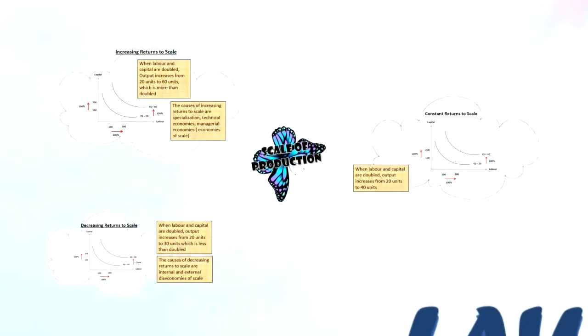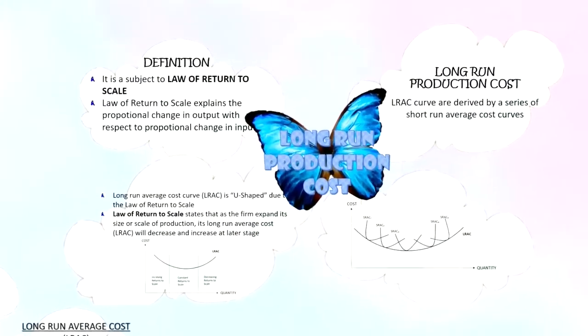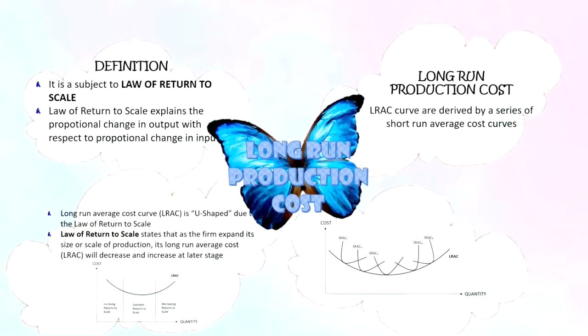So now we move on to another butterfly, which is long run production cost. As we can see on the screen right now, this is long run production cost. As we know, long run production is subject to the law of returns to scale. However, short run production is subject to the law of diminishing marginal returns. So that is short run production. But now we are discussing long run production.